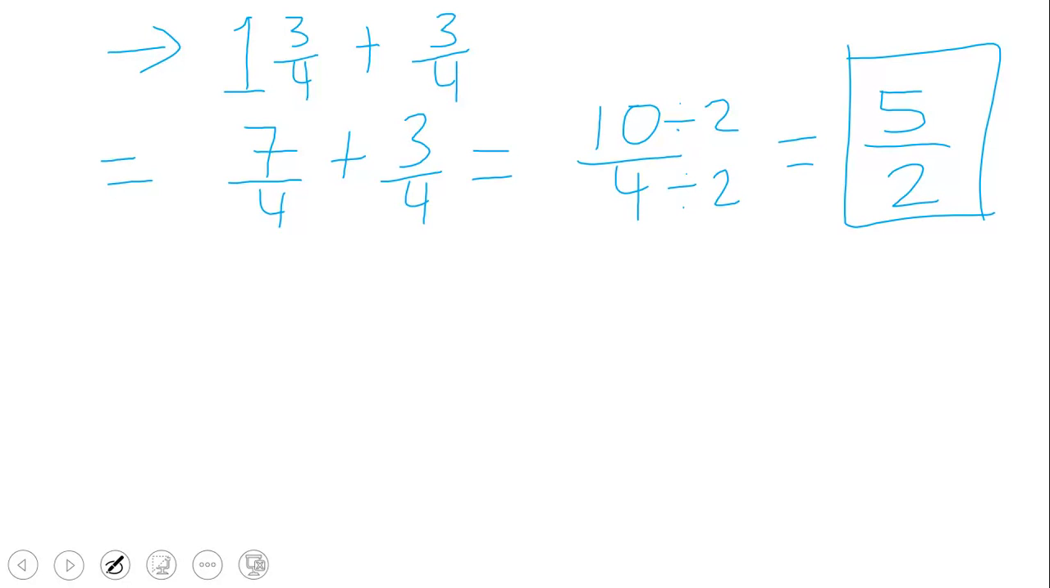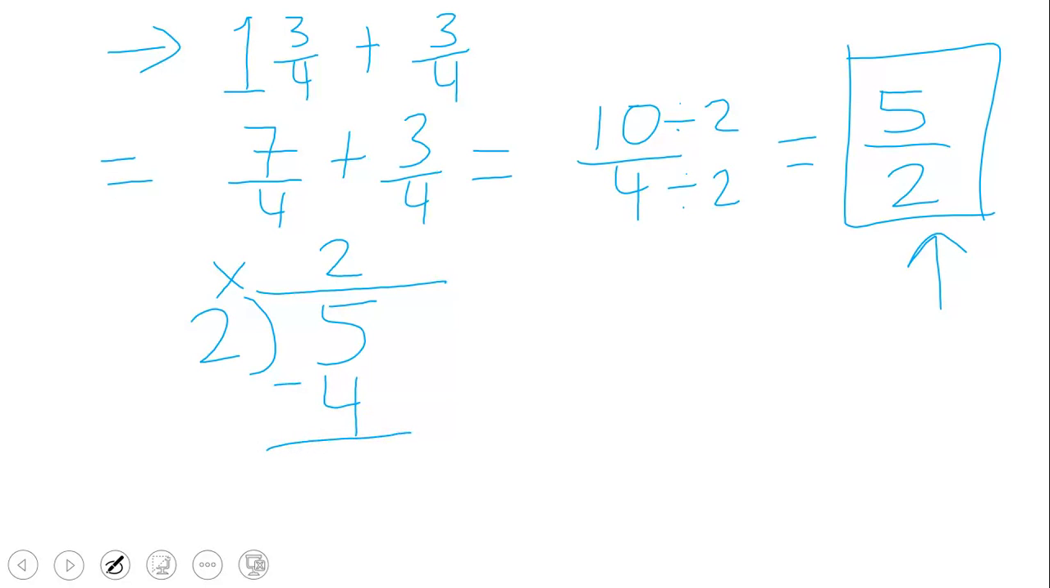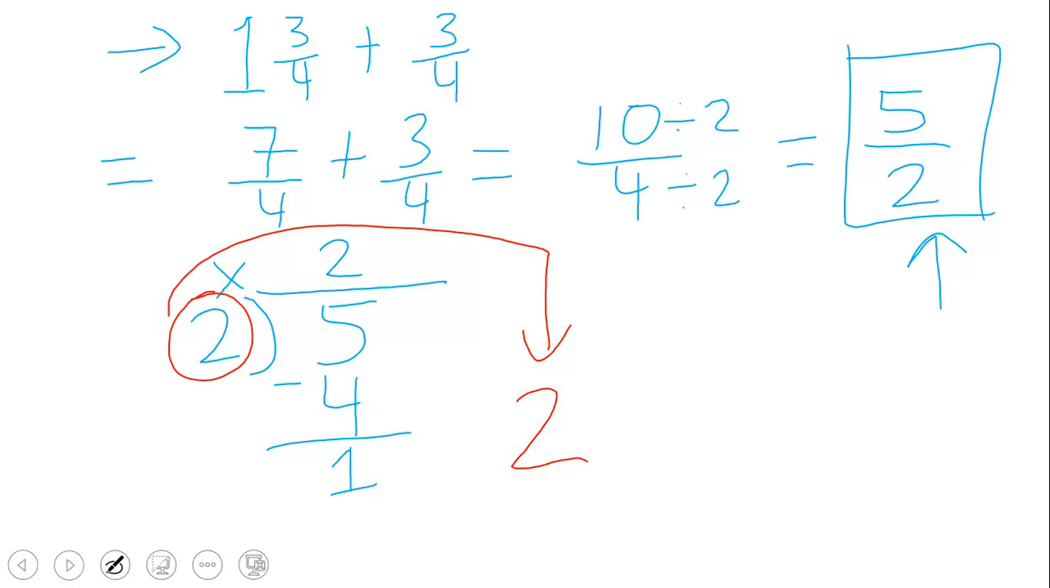What is 5 over 2? Let's convert 5 over 2 into a mixed number. So we have 2 as the divisor and 5 as the dividend. And we say 2 times 2 equals 4. So 5 minus 4 is indeed 1. So now we take this 2, and this 2 becomes the whole number of our mixed number. Sorry, that is incorrect.